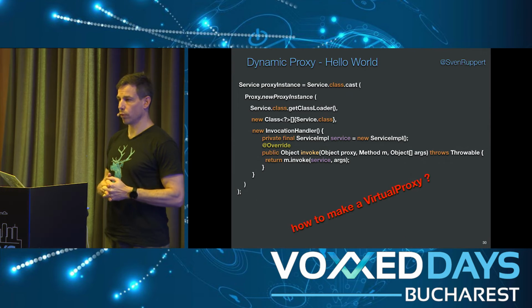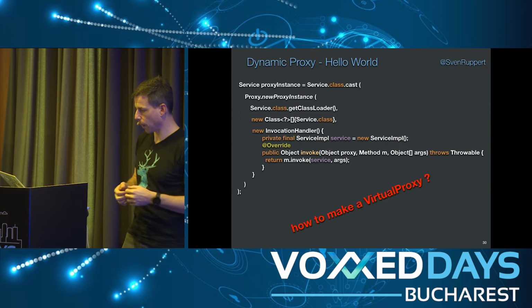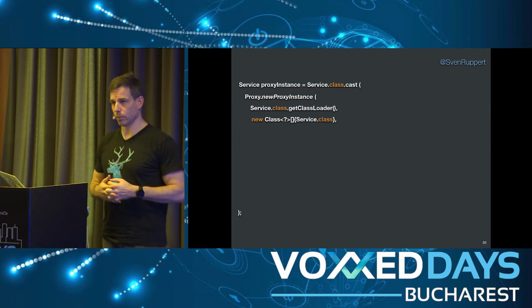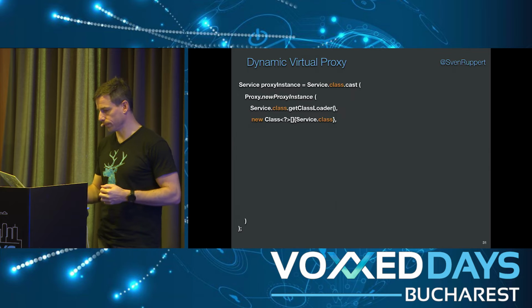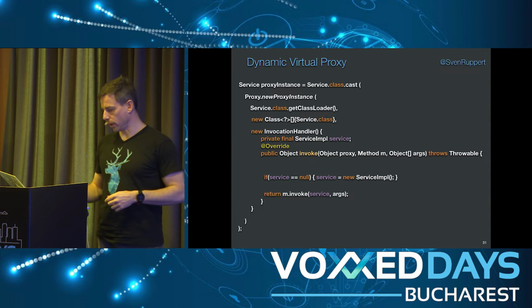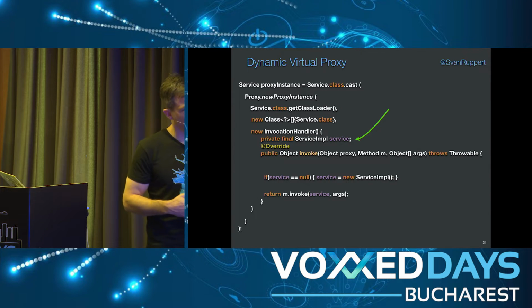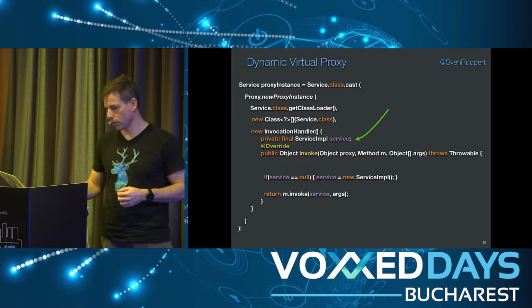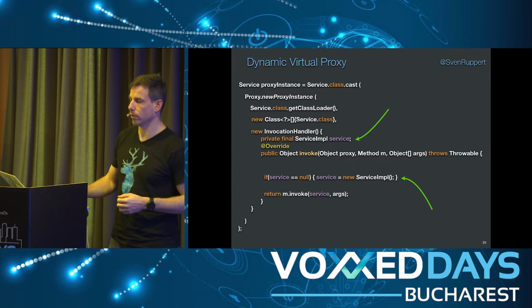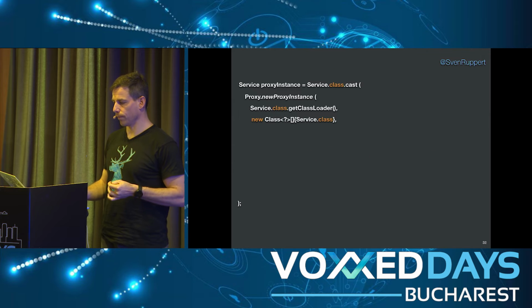How to make a virtual proxy out of this, because now I'm only delegating stuff. Having in mind what we have done, handwritten, the first thing is I want to check what is the implementation. It's not created until now. And then with the first invocation, I start creating this stuff. It's the easiest version.